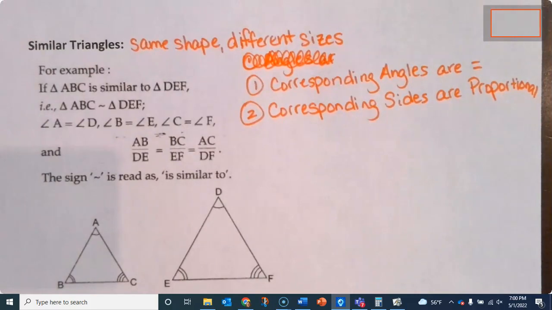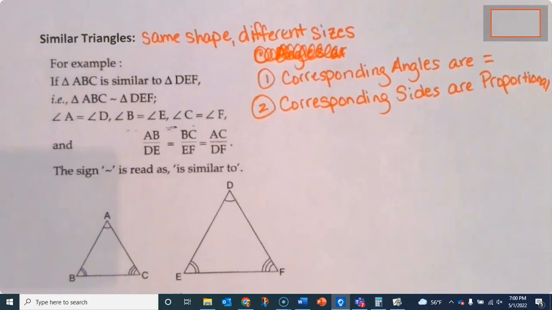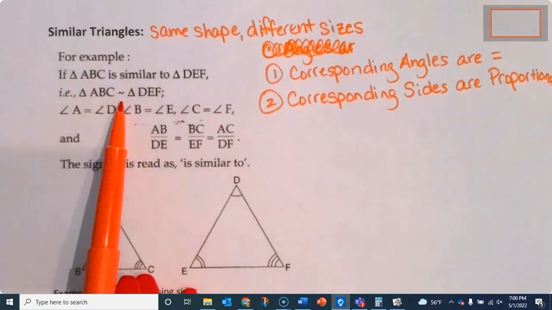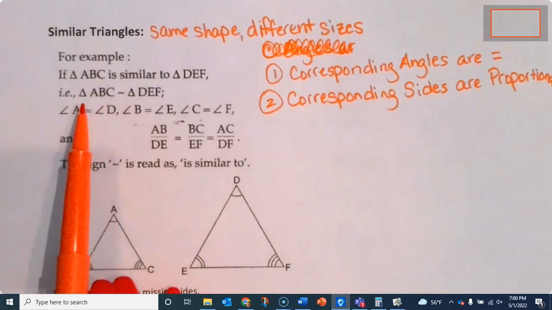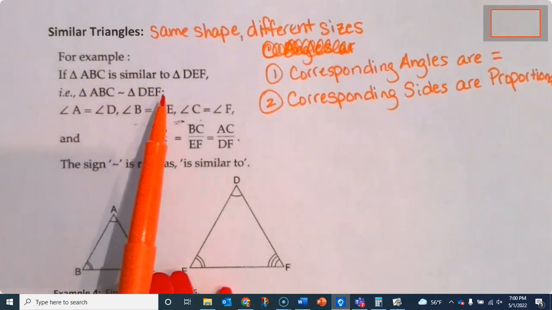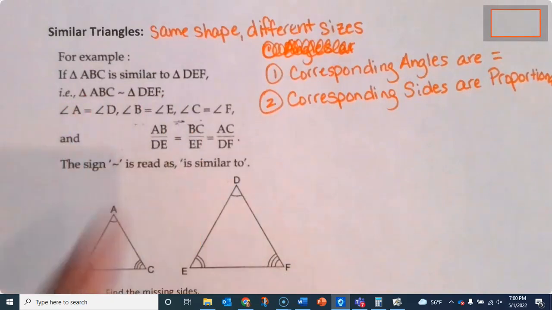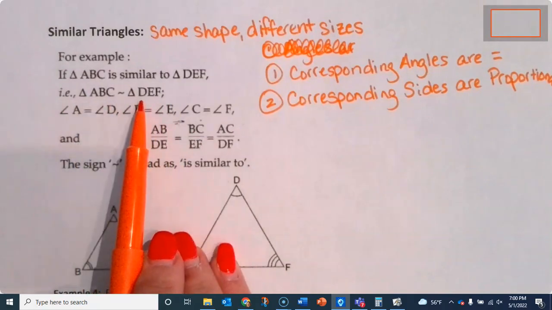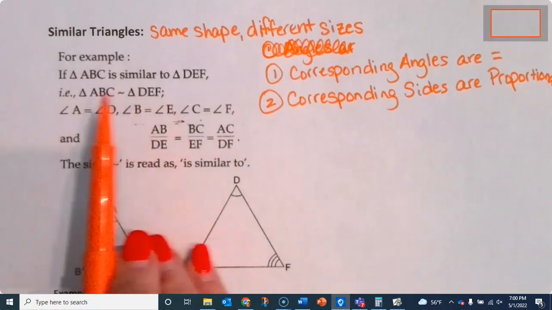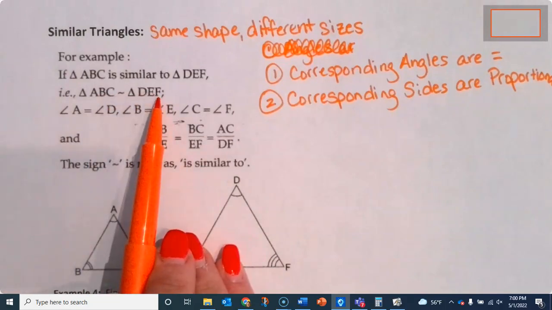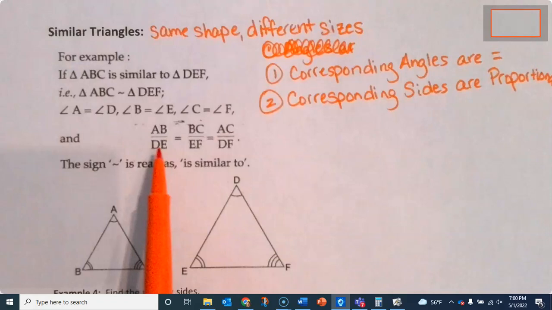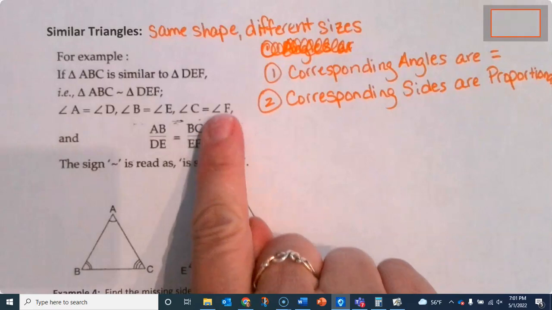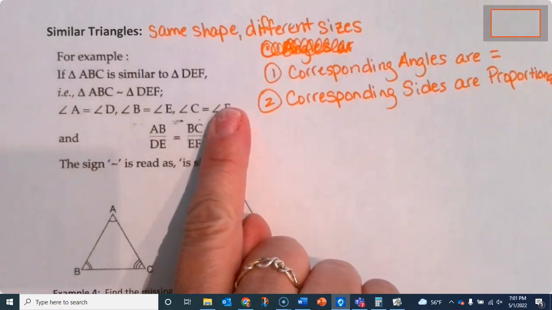But what that means is when they tell you triangle ABC is similar to triangle DEF, this is the symbol for is similar to, then based on the order of the letters, those are what are corresponding with each other. So angle A corresponds with D, angle B corresponds with angle E, angle C corresponds with angle F. So remember, angles are equal to each other. The corresponding sides are proportional. And so you could set up these proportions. So proportions just mean two fractions set equal to each other.